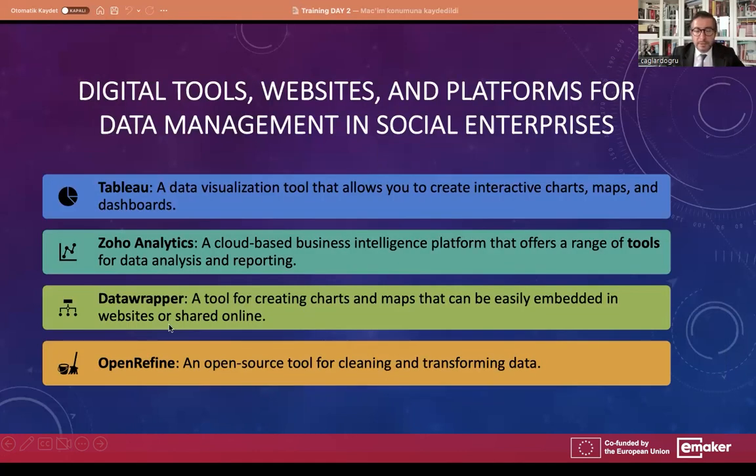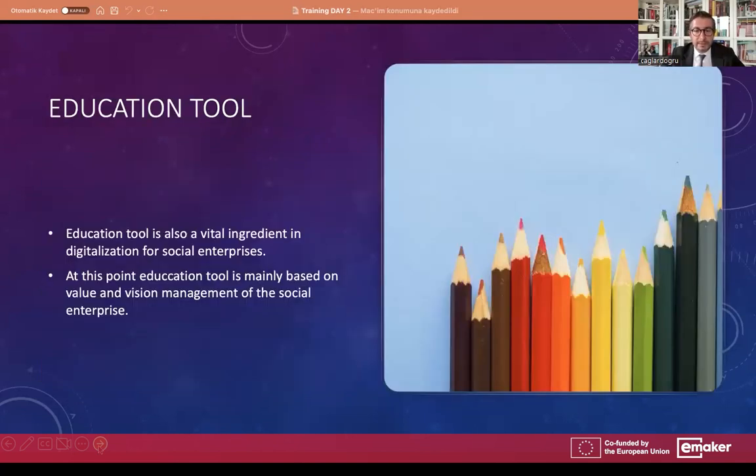So up to now, we tried to mention the data management tools, and we will try to implement and also exercise these when we select them. I will share my screen in the upcoming minutes, but up to now, we are trying to introduce you to these databases. So the second tool that we should be both aware of and also use is the education tool.